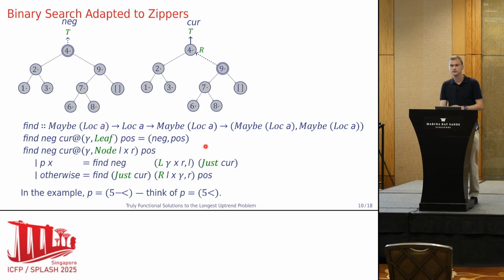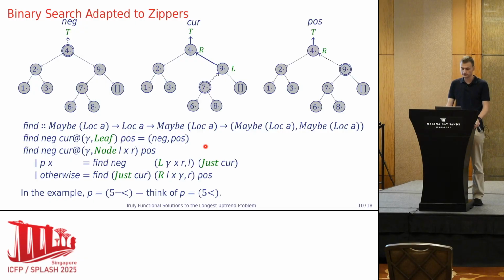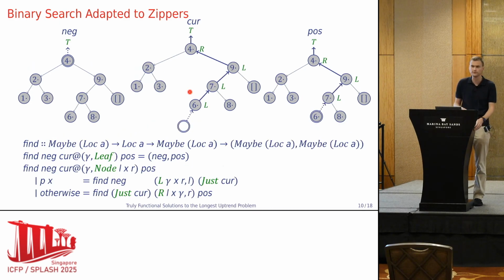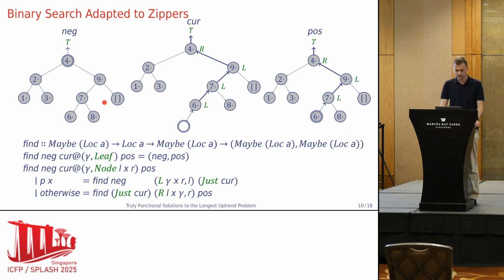So 5 does not extend the sequence starting with 4, so we have a potential left endpoint, the negative part of the tipping point. But 5 extends 9, so we have a potential right endpoint, and now 5 also... So we're focusing now on 7. We have a new positive endpoint and 6, and now we are in a leaf, and we return the negative and the positive part. So that's then our tipping point as expected.